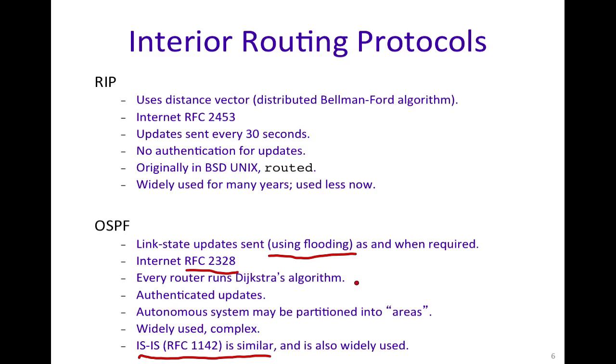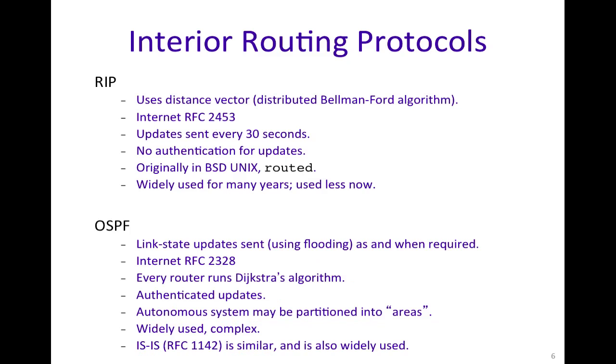It runs Dijkstra's algorithm, as we know. The updates are authenticated, meaning that we're sure that they belong to the router that we are communicating with. Because some autonomous systems are very big, it's quite common to partition them down into areas. So our own campus network here at Stanford is partitioned into OSPF areas. It's widely used, it's quite complex. This is a gross simplification here, but it gives us the basic ideas of how OSPF works.